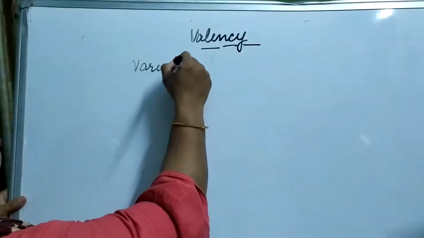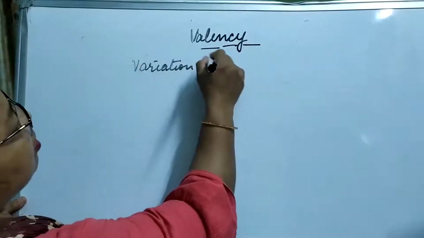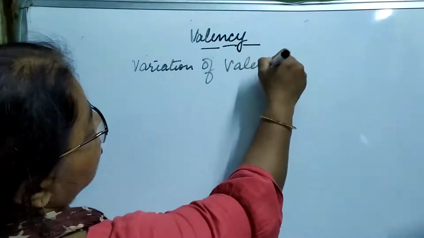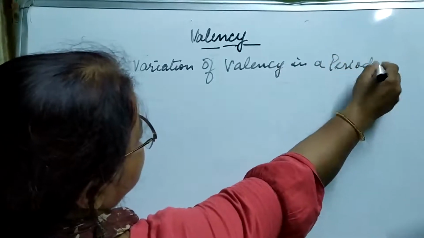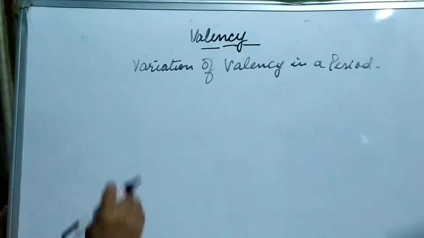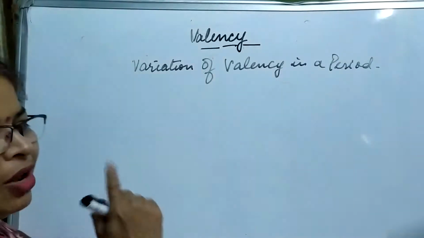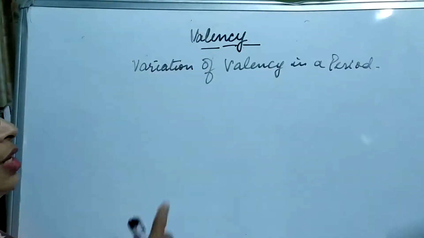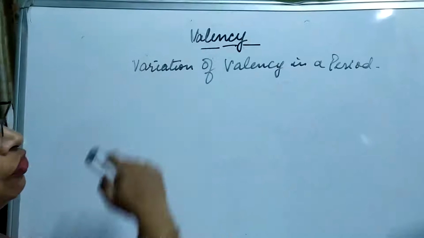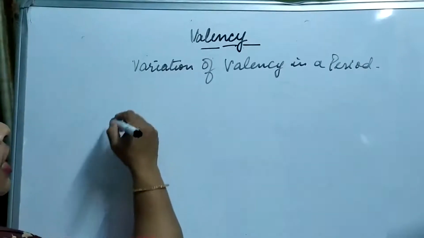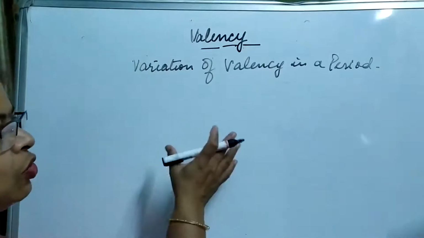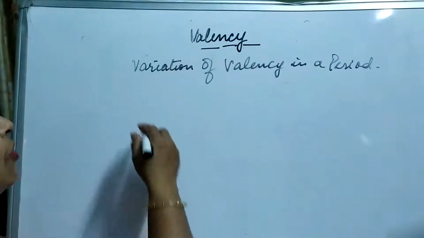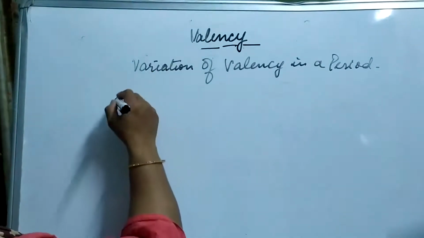Variation of valency in a period. Okay, how does it vary in a period? When we move from left to right in a period, what is the variation of valency? Let us see. Again, we are going to arrange some elements of one particular period. Let us take the second period, sorry.